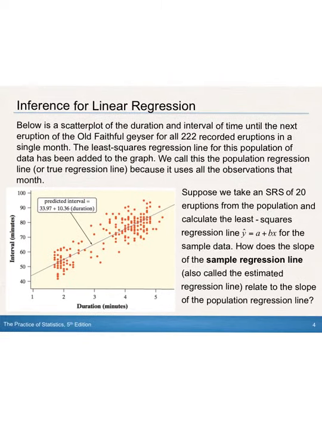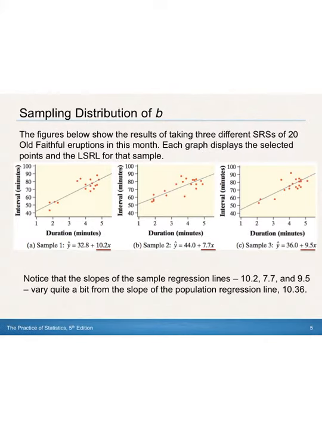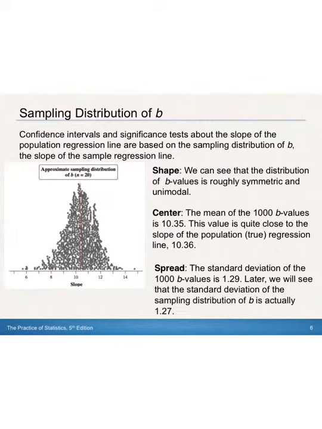We're now going to go ahead and take a sample of this and see how the sample regression line relates to the population. So here, an SRS of 20 was taken from the 222, and we notice that the sample y-intercept is quite different and the sample slope is quite different. It varies quite a bit from the population regression line.